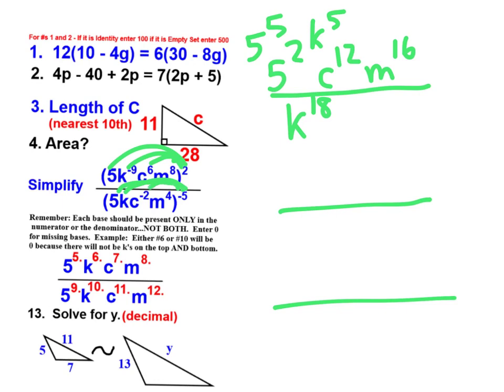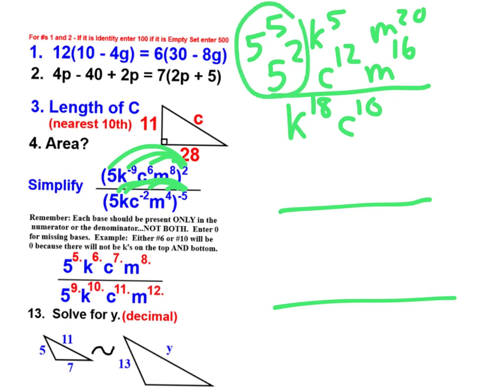Negative 2 times negative 5 is a positive 10, so c to the 10th stays on the bottom. And m to the negative 20th moves up to the top as m to the 20th. Now I'm going to combine some stuff. I'm going to go ahead and combine it in a couple steps here. So let me get all my things combined.